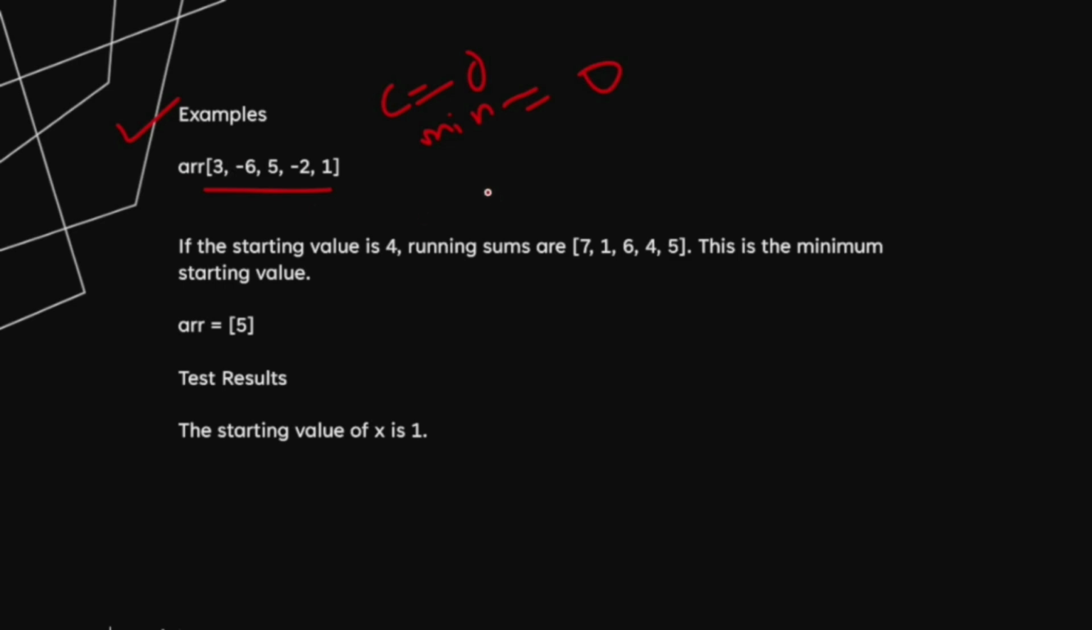This is our array. How are we calculating the current sum? Current sum equals current sum plus arr of i. Now our i value is 0, so this is our first element. Current sum is 3 and the minimum sum is still 0. Let me create one table so that it is better for understanding. This is our first iteration.